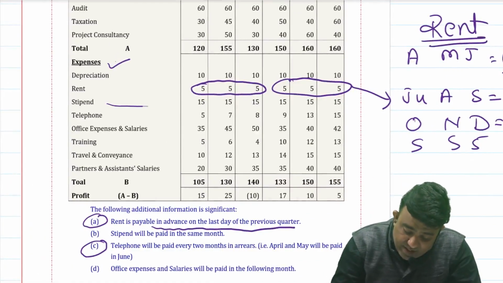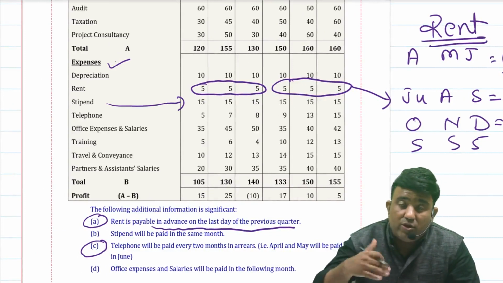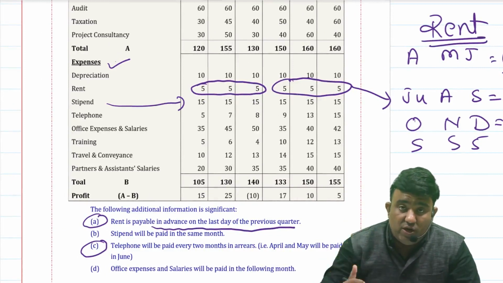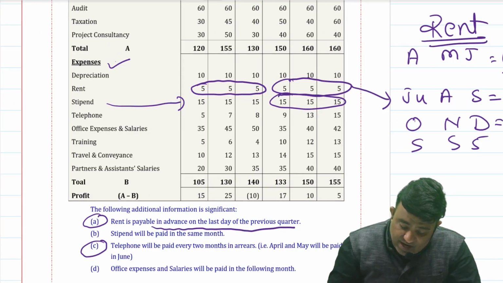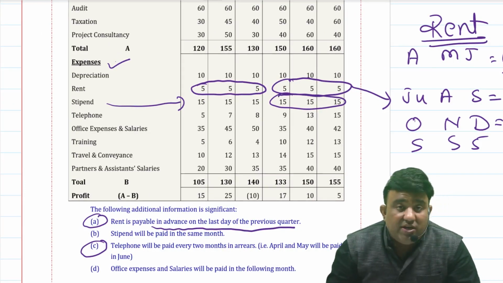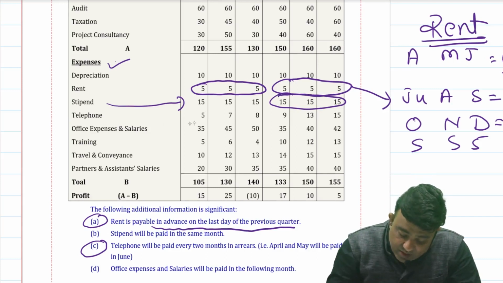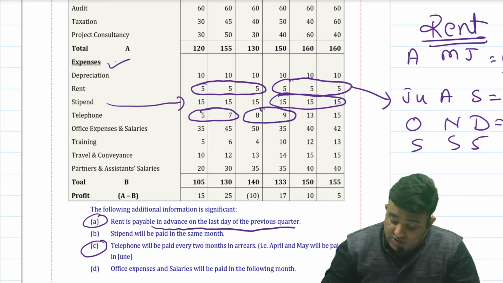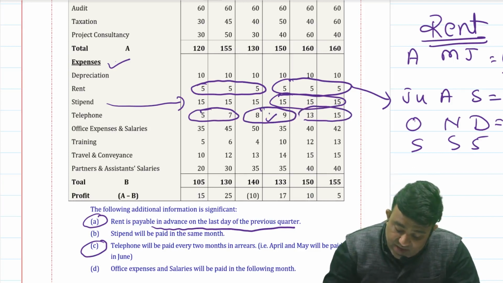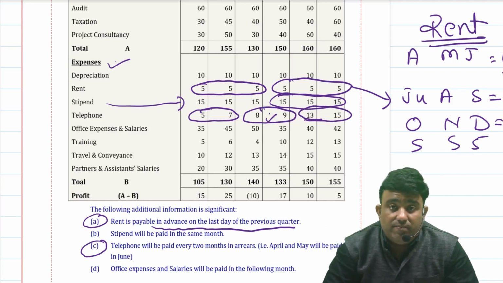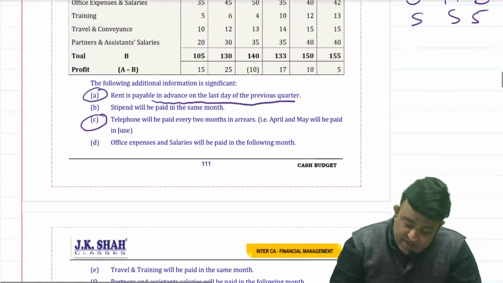Stipend, it is paid in the same month. That means there is no credit terms. Forget it. July will be July, August will be August, September will be September. Yes, no? Telephone expense, student, payable 2 months in arrears. What do you mean by that? They've said, student, first 2 months, April, May, will be paid in June. Forget it. June, July will be paid in the month of August. So student, in the month of August, I'll be taking June and July. And August, September will be paid in October. Forget that. Not even concerned. Clear? Rest, everything is simple.